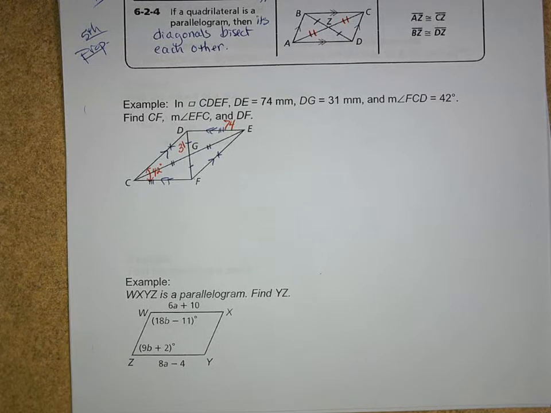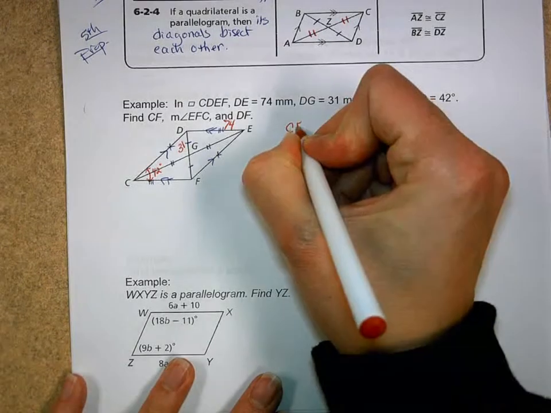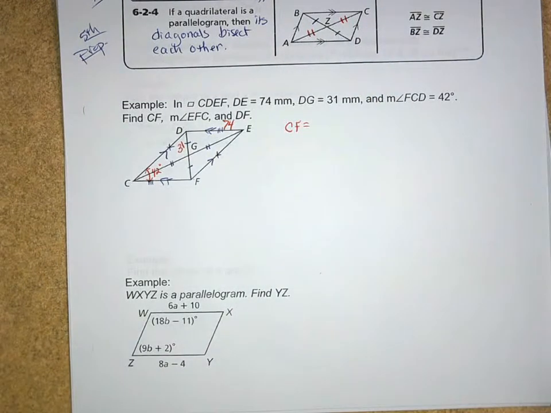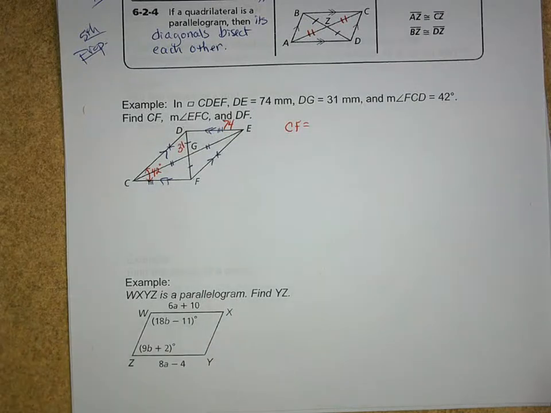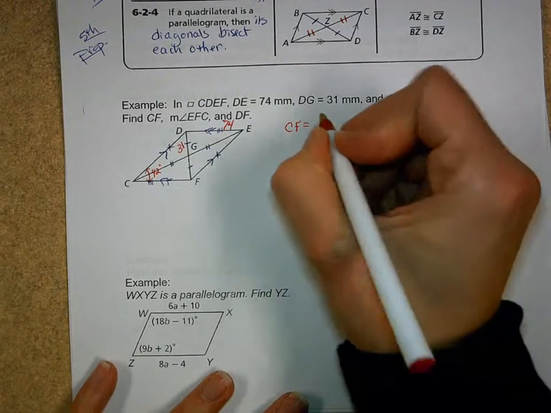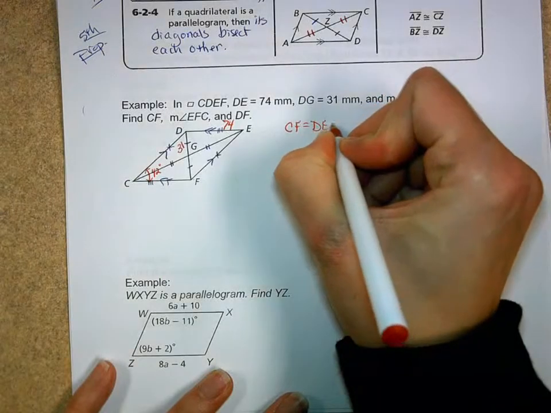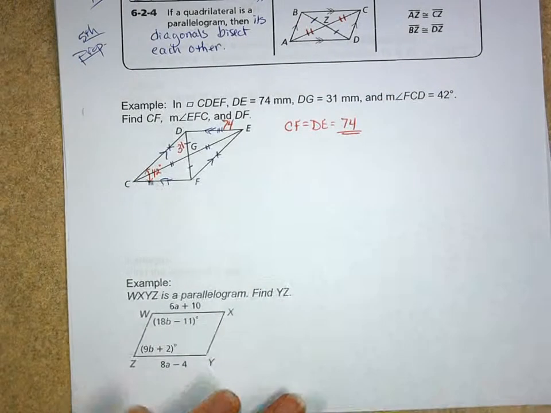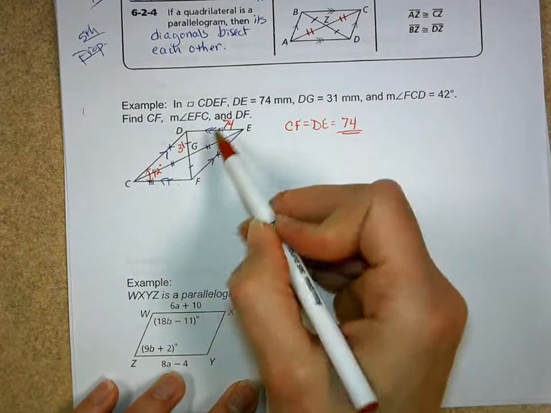They go, what's the length of segment CF? Well, with CF, what do I know about my opposite sides? They're congruent. So that means segment DE is equal to it. So CF is 74 because my opposite sides are congruent.